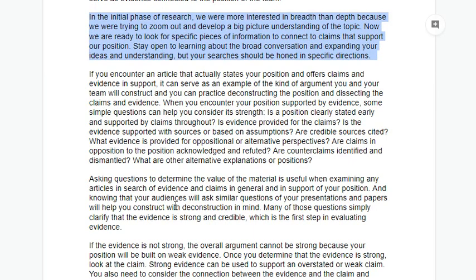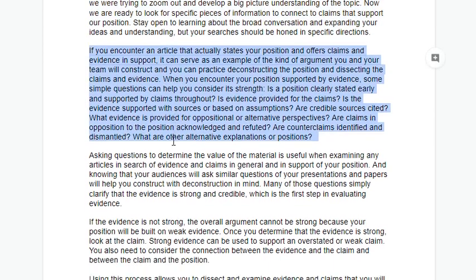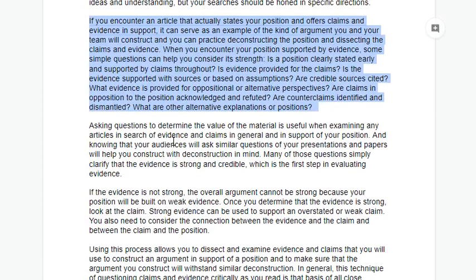Stay open to learning about the broad conversation and expanding your ideas and understanding, but your searches should be honed in specific directions. If you encounter an article that actually states your position and offers claims and evidence in support, it can serve as an example of the kind of argument you and your team will construct, and you can practice deconstructing the position and dissecting the claims and evidence. When you encounter your position supported by evidence, some simple questions can help you consider its strength.